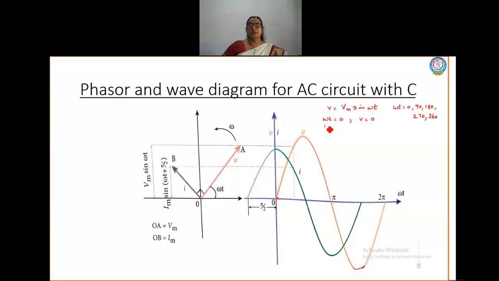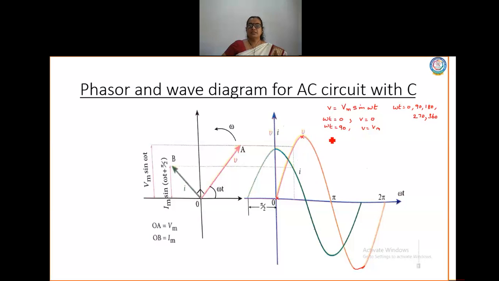Next we substitute ωt as 90. Sin 90 is 1, and 1 into Vm is Vm, so V will be Vm. So where is the second point? Here. Let us assume a rough voltage value, suppose we take it as 10. So I will start from 0 and count up to 10. This is just an approximate value for marking, not the original value. So V is equal to Vm, the maximum voltage here.